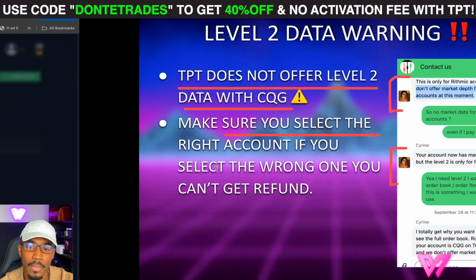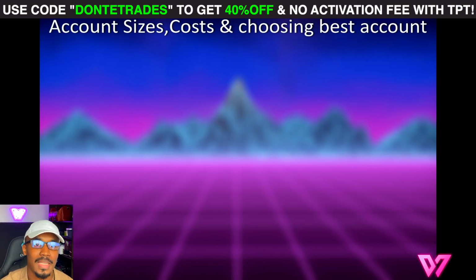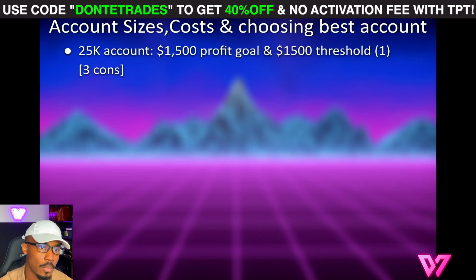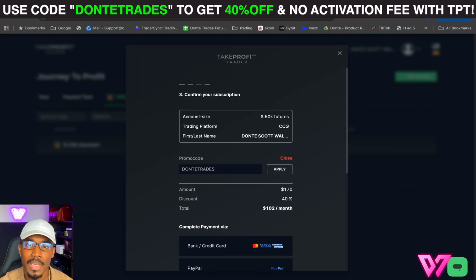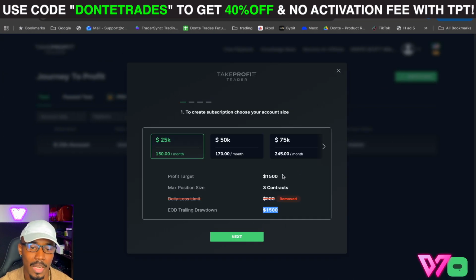The next thing we're going to talk about is account sizes, cost, and choosing the best account. This is super important. The thing we're going to pay attention to here is this number. You can see this number for the 25K account is going to be 1. What does that actually mean?